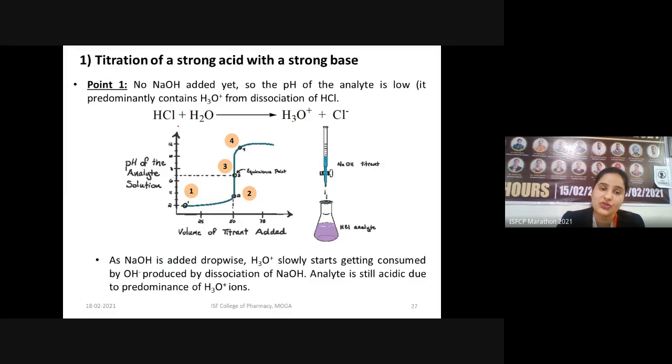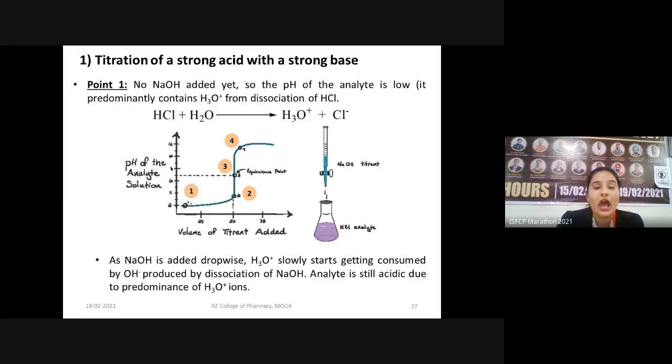What does HCl acid do? HCl acid dissociates into H positive ion and Cl negative ions. The H positive ions are going to combine with the water molecule to form hydronium ion and Cl negative ions. So this is the concentration of ions which we get at point number 1. We have hydronium ions and Cl negative ions.